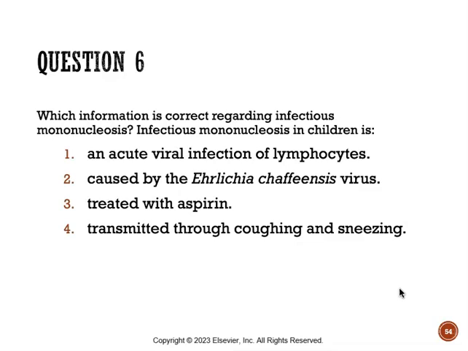And if you answered number 1, you are correct. Mono is a lymphoproliferative clinical syndrome produced by acute viral infection to B lymphocytes. And we know that its causative agents could be things like the Epstein-Barr virus, but also include CMV, adenovirus, hepatitis, HIV, and influenza A and B.